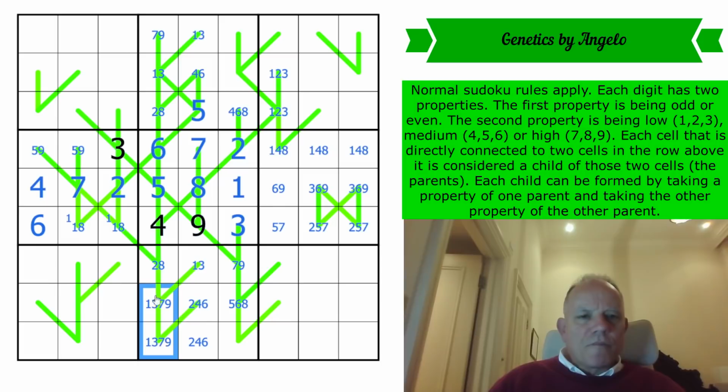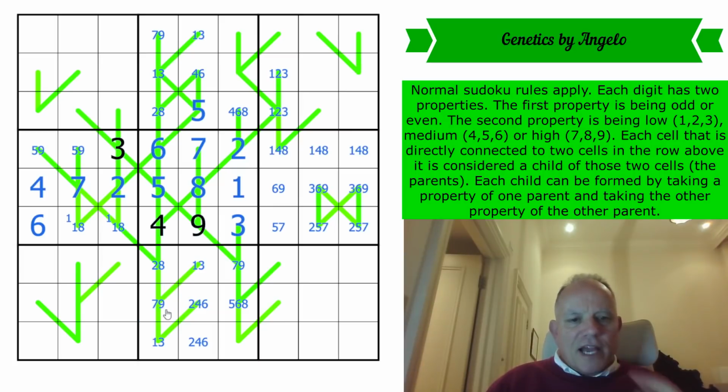These can't both be 7 or 9 because of that cell. It would break. Therefore, this one can't be 7 or 9 because that one couldn't be the other of 7 or 9, and neither of these parents would give it highness. So that is the 1 or 3. Good grief. I actually feel like I'm doing genetics now. I mean, I'm patently not.